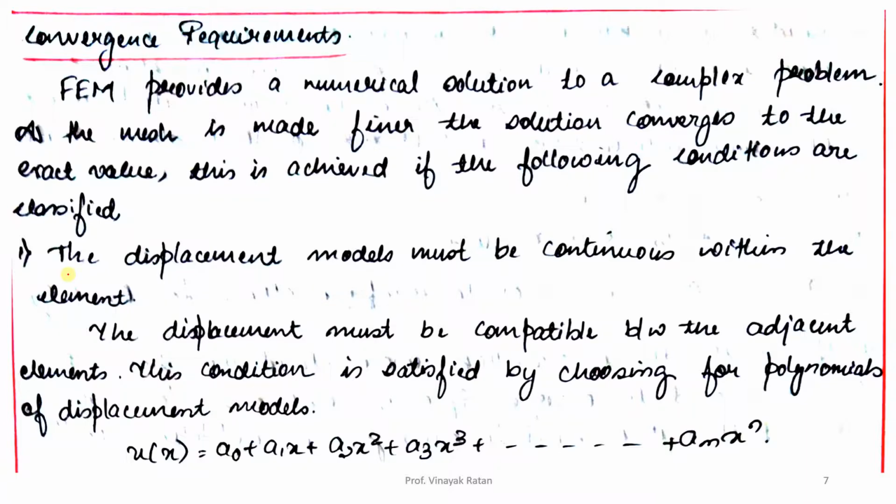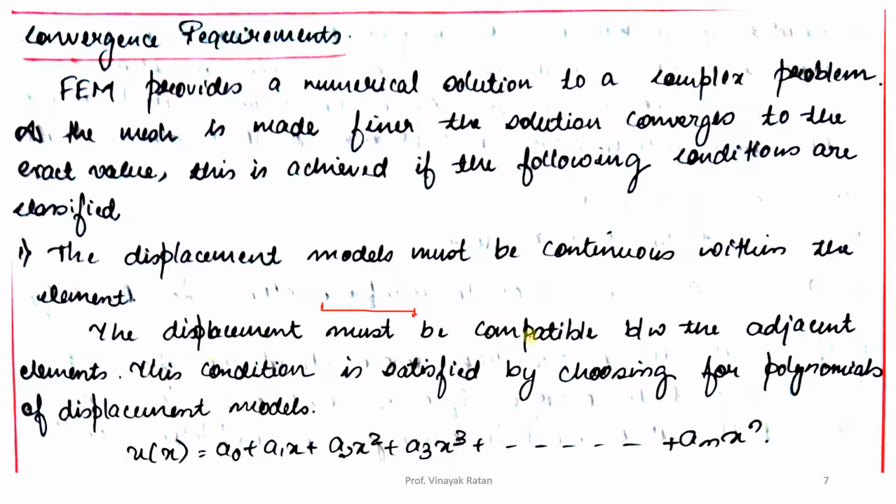Your first convergence requirement: the displacement models must be continuous within the element. So whatever equations you have chosen, your polynomial functions or interpolation models, they should be continuous. Equations must be continuous within the element. If this is your element, whichever value of displacement field variable you get, they should be continuous.